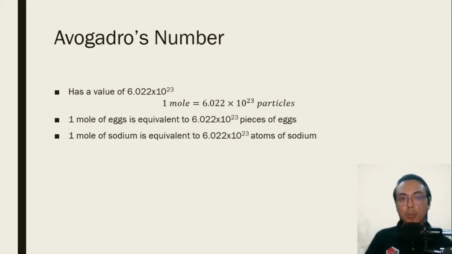Avogadro's number is a physical constant with a value of 6.022 times 10 raised to 23. Now, what is the significance of this Avogadro's number?